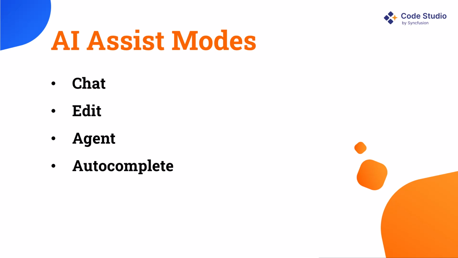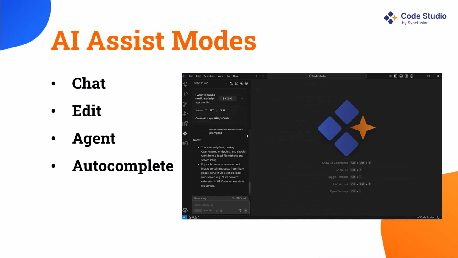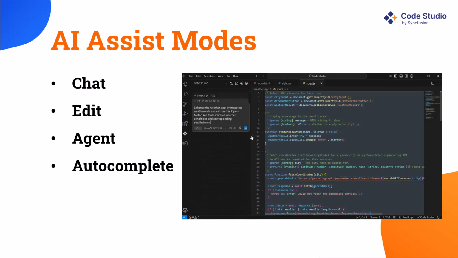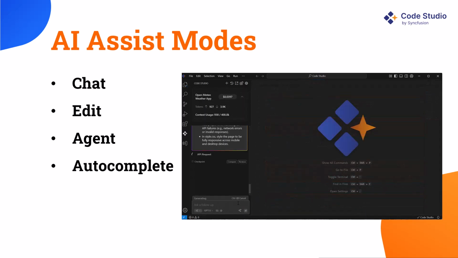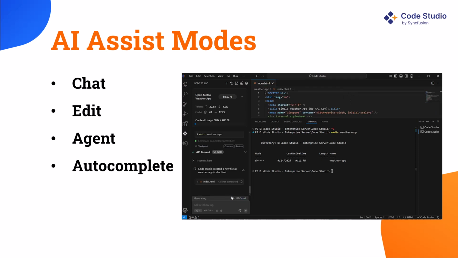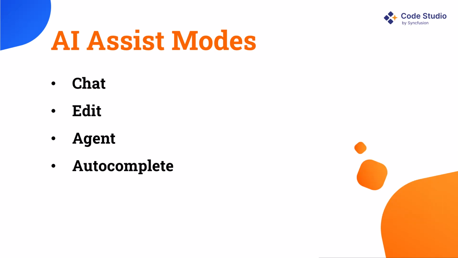Before proceeding, it's important to understand the AI assist modes available in Code Studio IDE. These include Chat Mode, which allows asking questions and receiving coding help. Edit Mode, which enables quick code changes using prompts. And Agent Mode, which automatically generates parts of the application. All three modes will be used to build the dashboard efficiently.